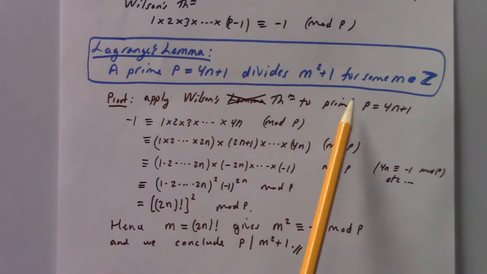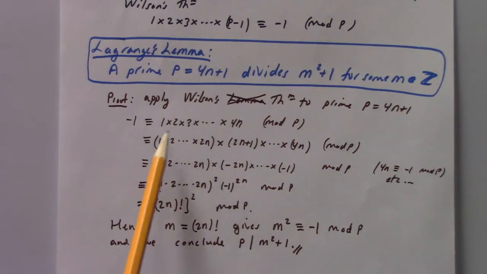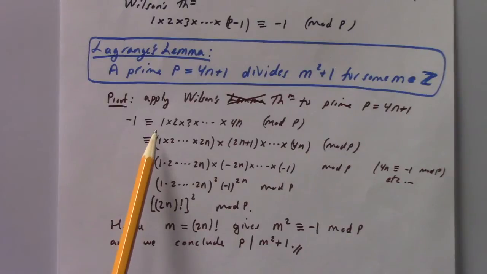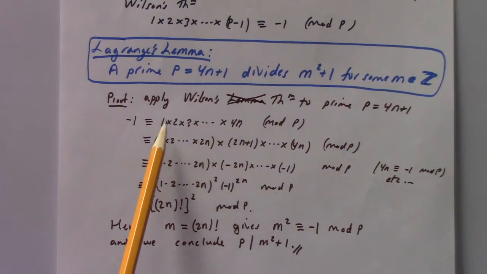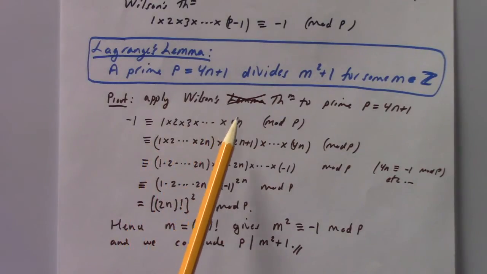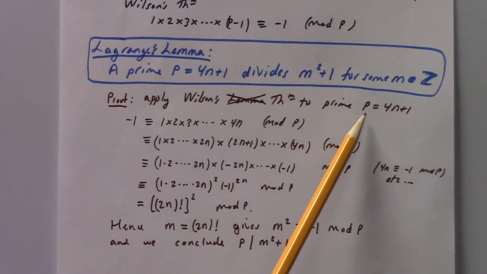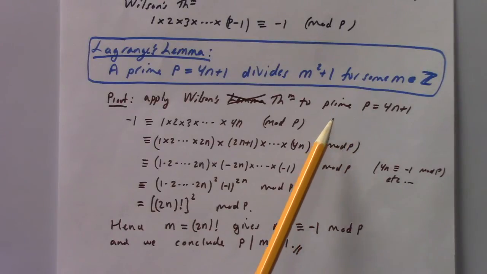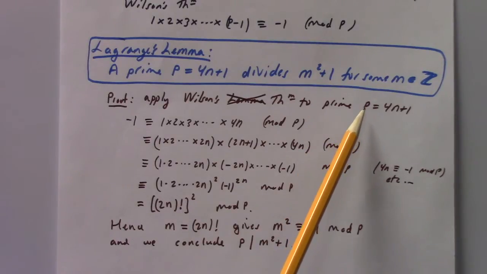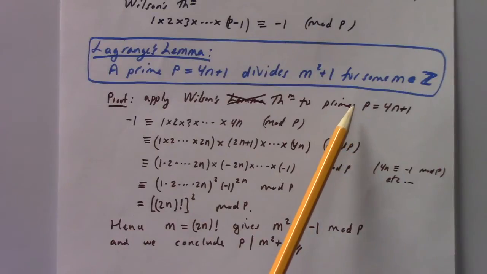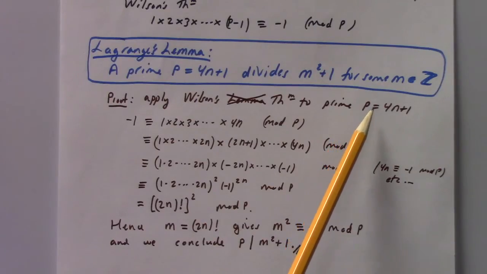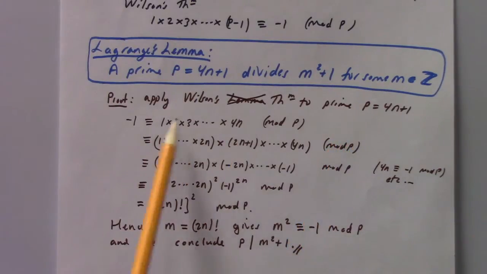Apply Wilson's theorem to the prime p equals 4n plus 1. So basically, here we go. Minus 1 is congruent to what? 1 times 2 times 3 times up to 4n, because we're looking mod p. And so Wilson's theorem said what? It said that minus 1 was congruent to p minus 1 factorial. So this is p minus 1, mod p, of course.